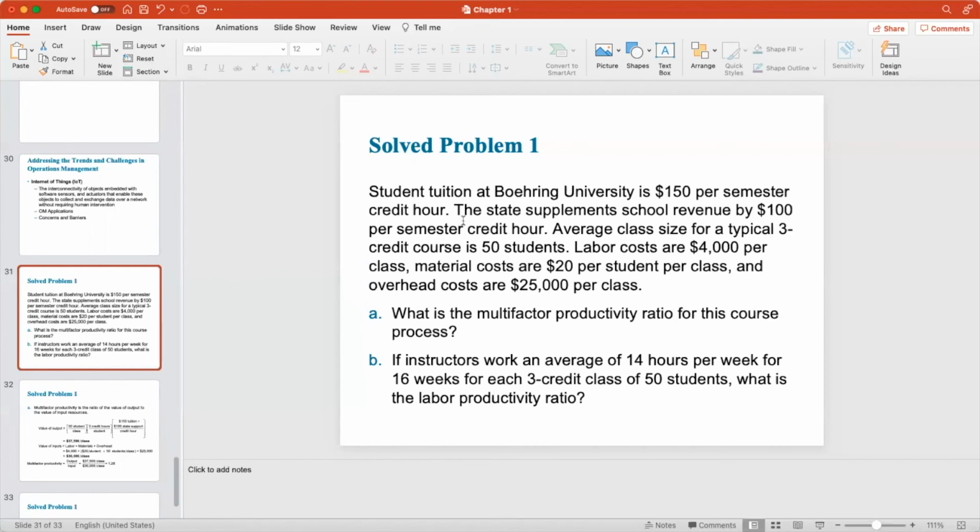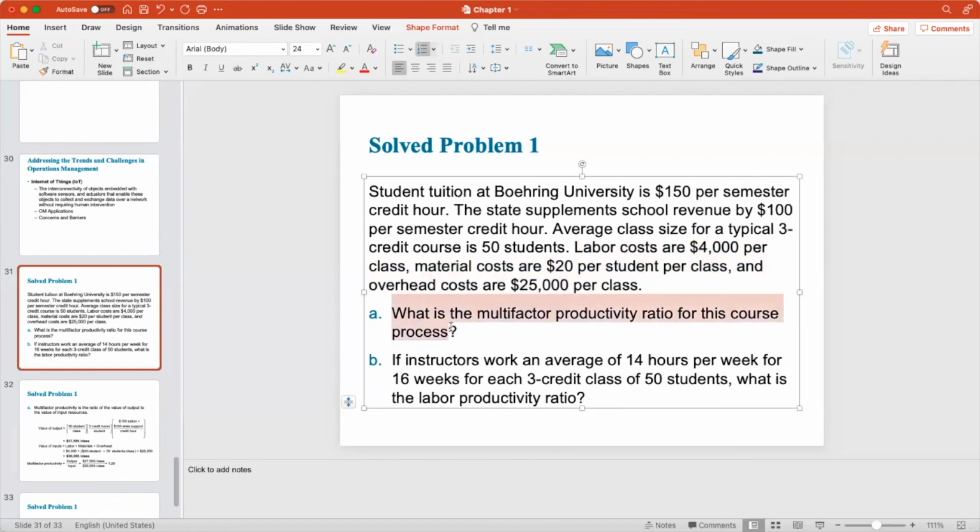So this problem is related to student tuition at this university, and the tuition is $150 per semester credit hour. The state supplements school revenue by $100 per semester credit hour, and the average class size for a typical 3 credit course is 50 students. Labor costs are $4,000 per class, material costs are $20 per student per class, and the overhead costs are $25,000 per class. The first question is, what is the multi-factor productivity ratio for this specific course process?